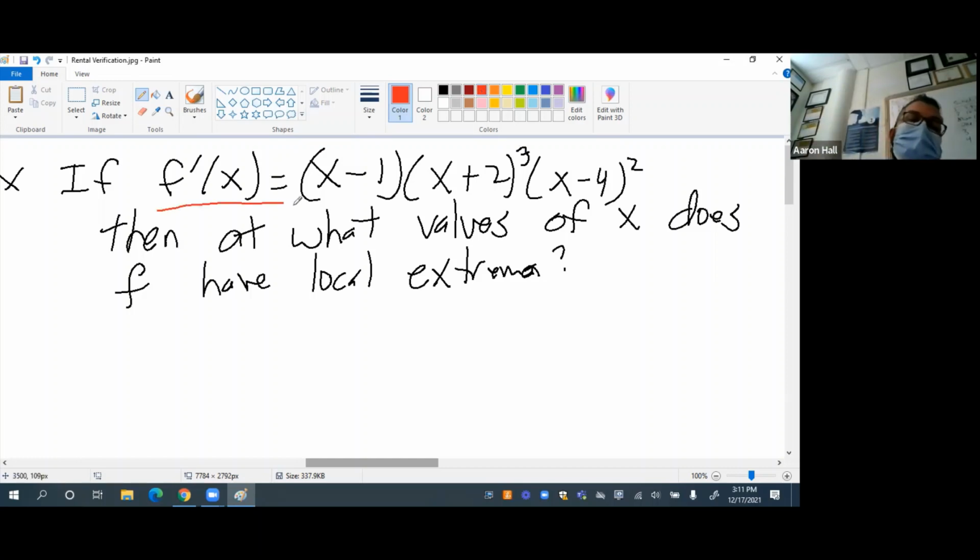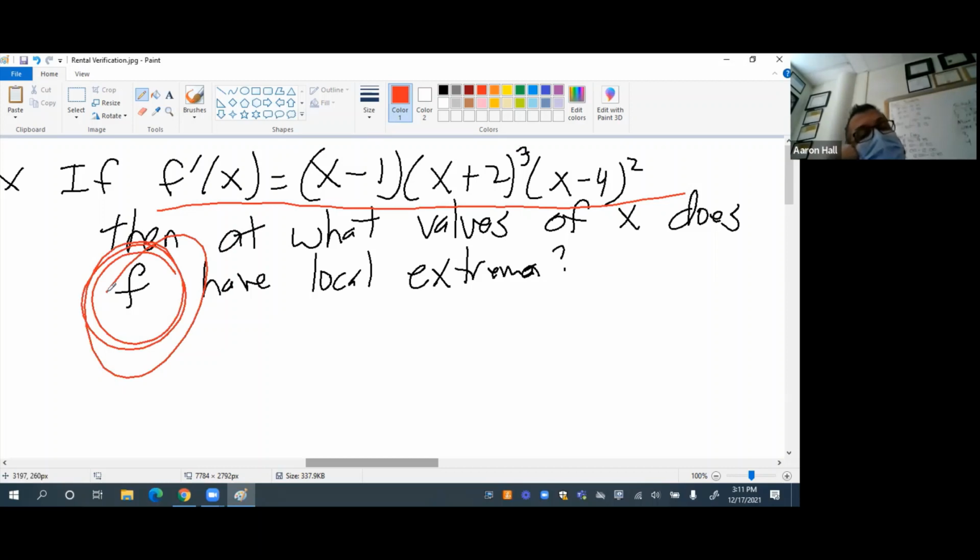So I'm given my derivative function. And I want to know for the original function of f, where I have local extrema and what type.